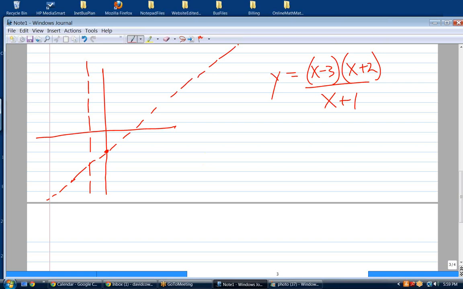Oh, it would be negative. Oh, yeah, because you're times-ing. Okay, I added that. So this point right here is on the curve: 0, comma, negative 6. Well, that tells me almost everything I need to know. That means the curve looks like this.